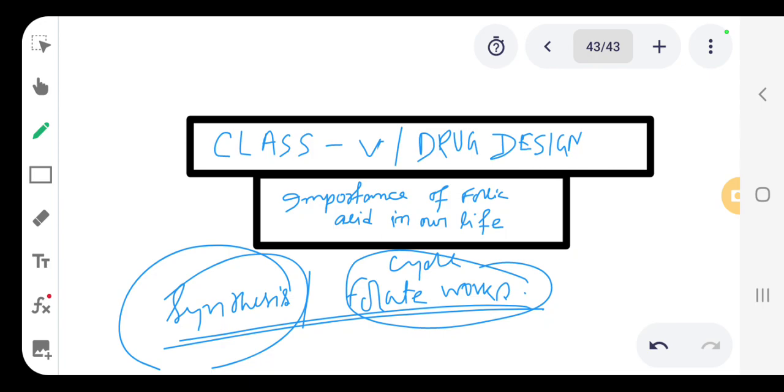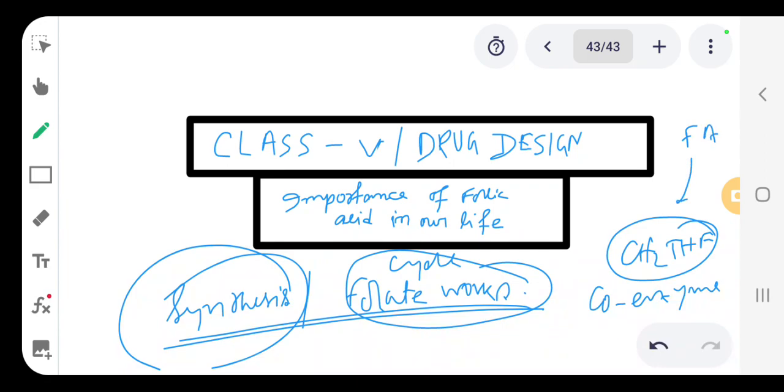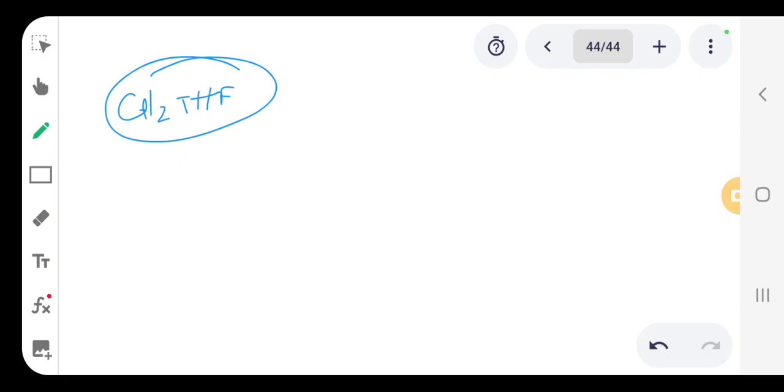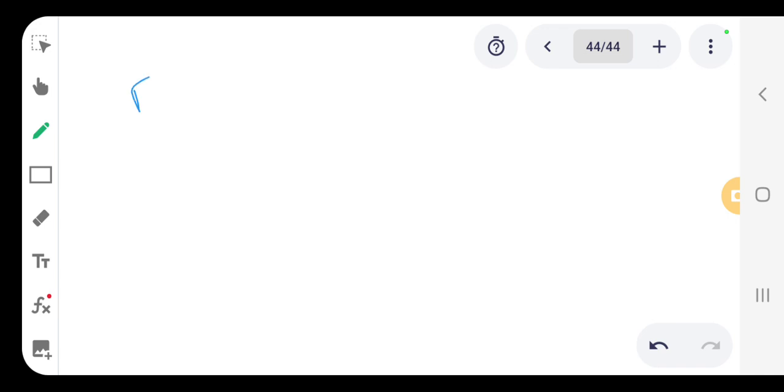In the last class, if you remember, we have come to the CH2THF. This is a coenzyme, and from folic acid to CH2THF we have studied in the last class how it is happening. But now what we are going to study, from the CH2THF, how this coenzyme is very important for the synthesis of DNA, for synthesis of new life in mother's womb. So all those things we need to know, and that's why we all know that whenever a lady gets pregnant, doctors or nutritionists especially, they always suggest the folic acid tablets.